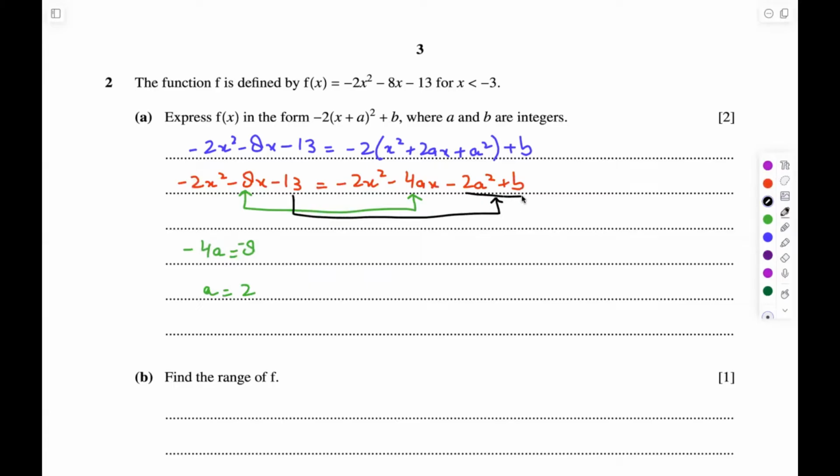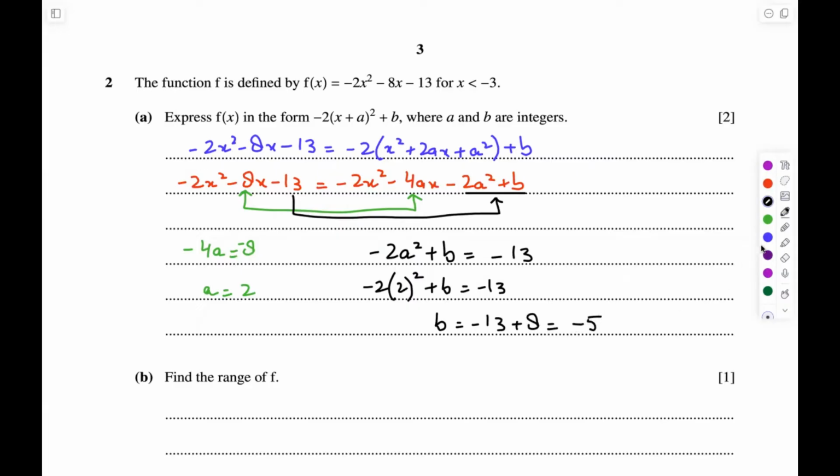Now comparing the constant terms, the constant term on the left hand side is minus 13, and on the right hand side it is minus 2a squared plus b. So minus 2a squared plus b will be equal to minus 13. The value of a is 2, so this will become minus 2 into 2 squared plus b equals minus 13. So 2 squared is 4 and 4 times 2 is minus 8, so minus 8 will become a plus over here. So the value of b will be equal to minus 5.